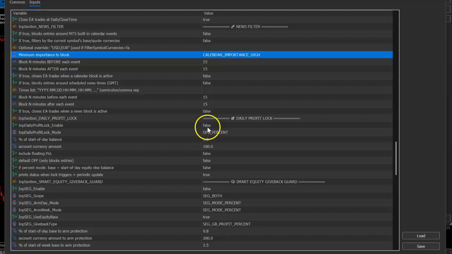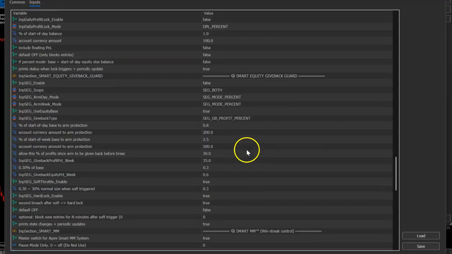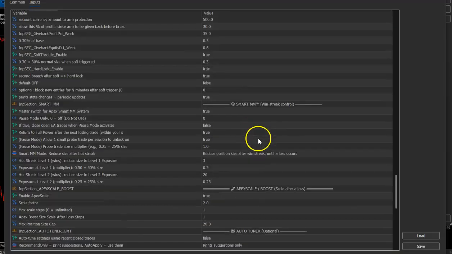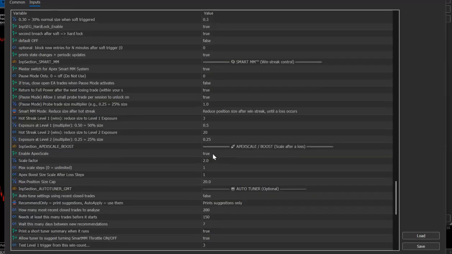Next is the profit lock. We get this target from the AlgoVault Quant, and we'll look at that in a minute. Same with the smart equity give back. Then we have the smart money management system, which is one of the originals, and Apex Scale and Boost, which is for larger accounts and once you've gained experience with the system. What this does is it increases the trade size after a loss. Smart money management reduces it, so say you're on a win streak, we'll look at that in the AlgoVault Quant and how to read it.